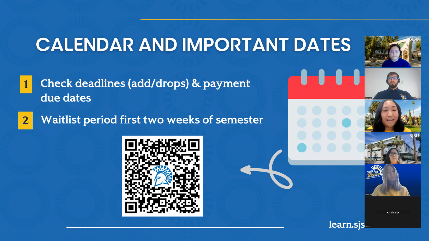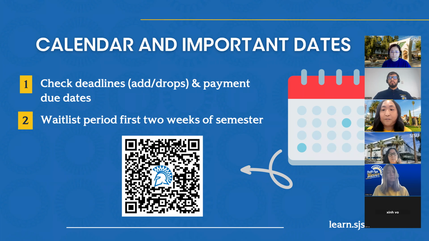To access our calendar and note the important dates, you can use this QR code here, or you can access it through the link that I just posted. I highly recommend that you bookmark this page so you can make note of the deadlines that will help you anticipate the actions you need to take to either enroll or stay enrolled in your classes. Deadlines for adding classes, payment, and dropping classes are especially important.